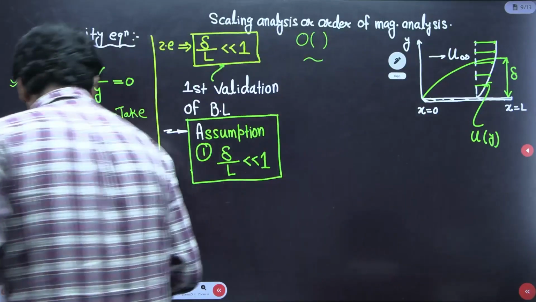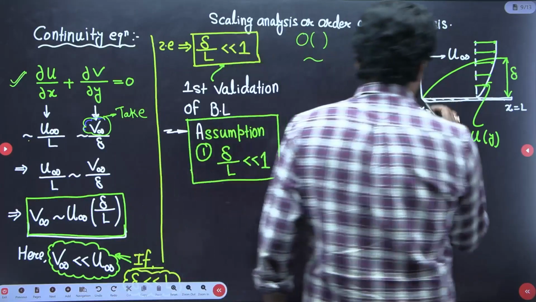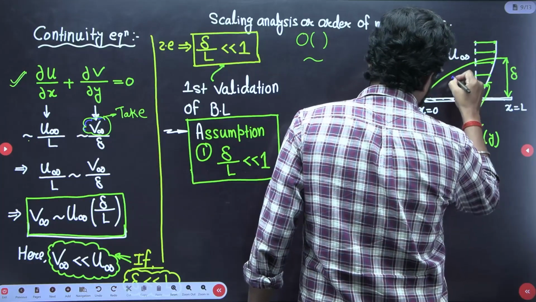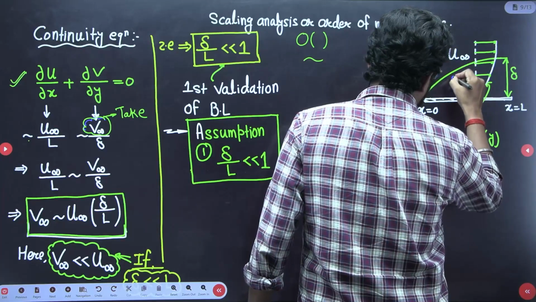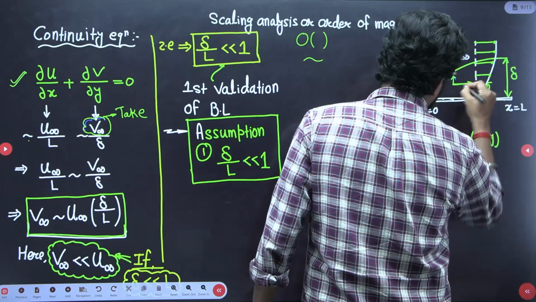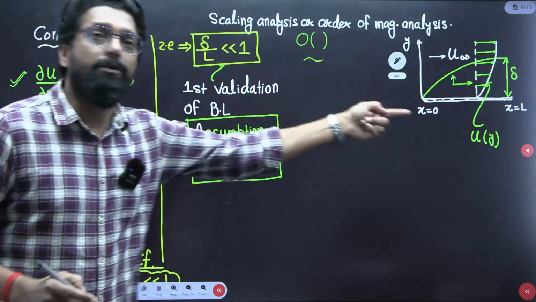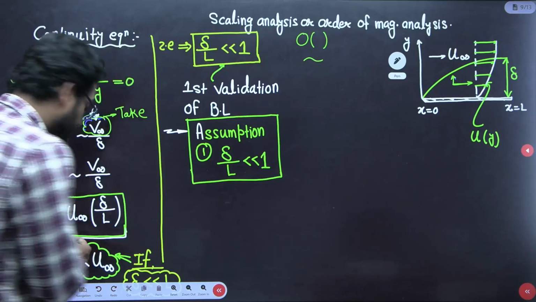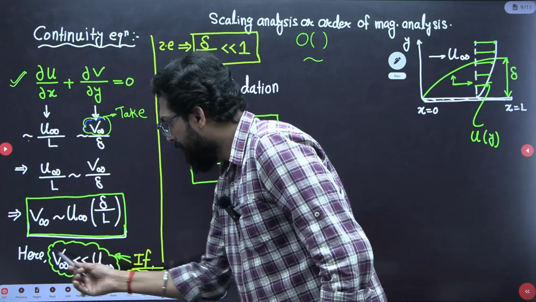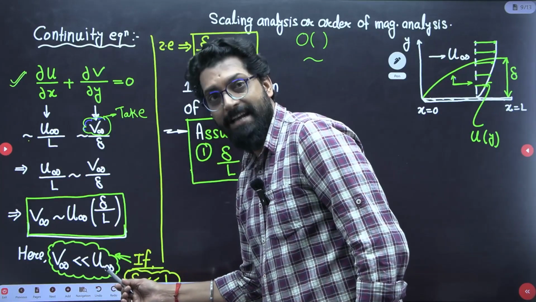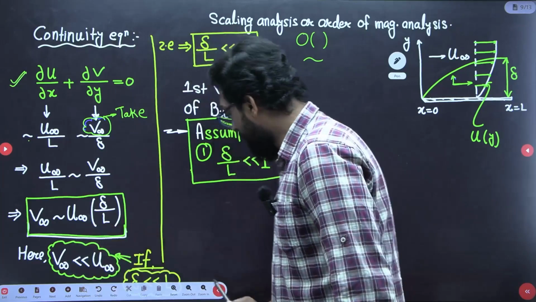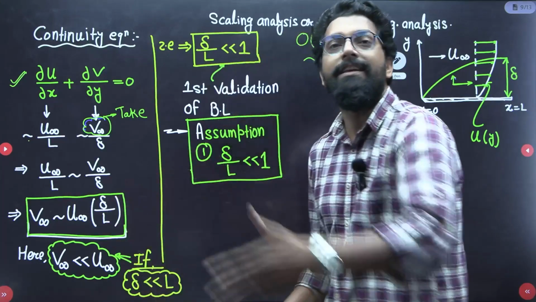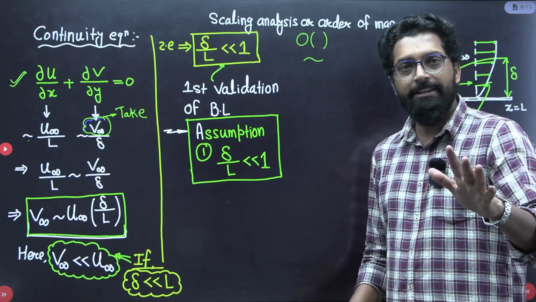Now, my dear, in the y direction the component velocity is very, very small as compared to the x direction. That means the velocity v in the y direction is very, very less than the velocity u in the x direction. When is this possible? When delta is very, very less than L, that is, delta by L is very, very less than 1.